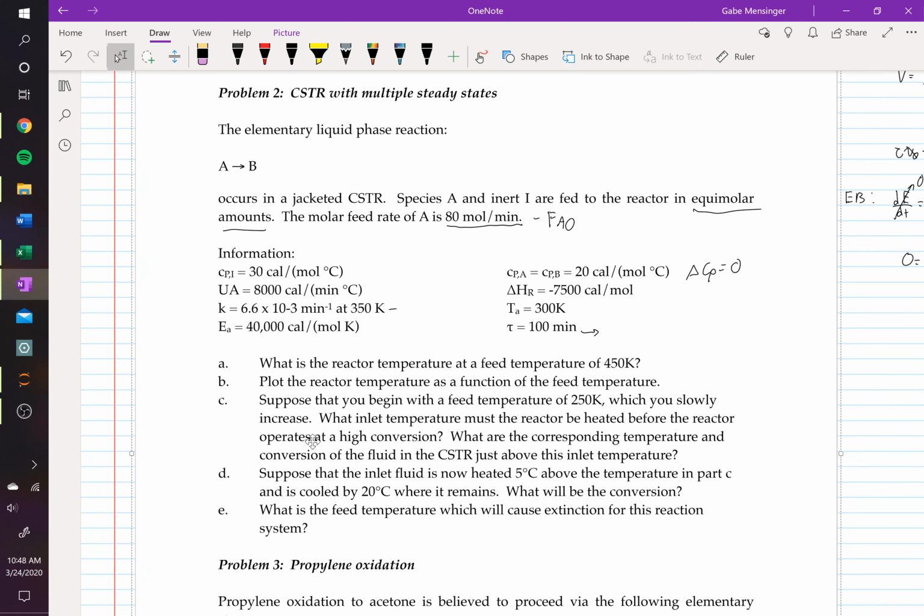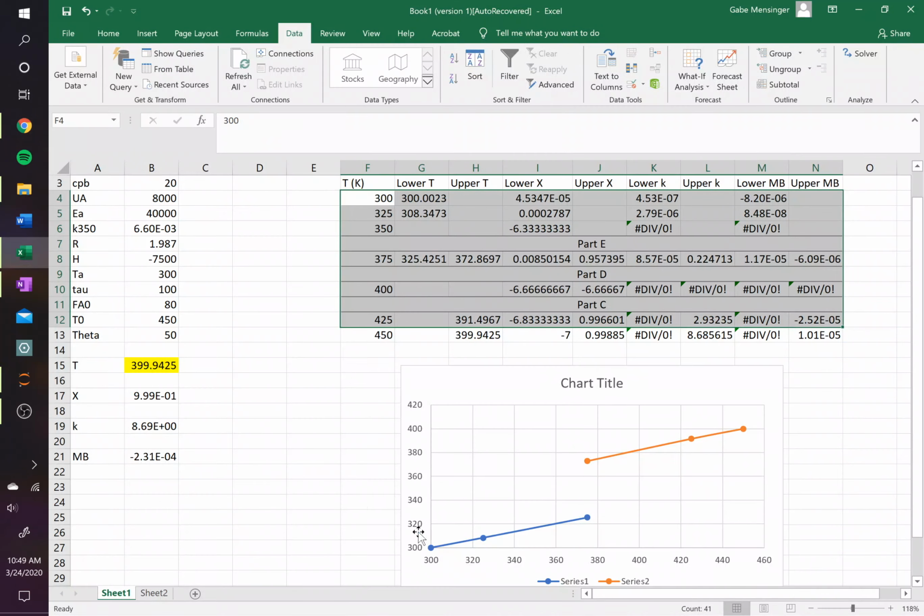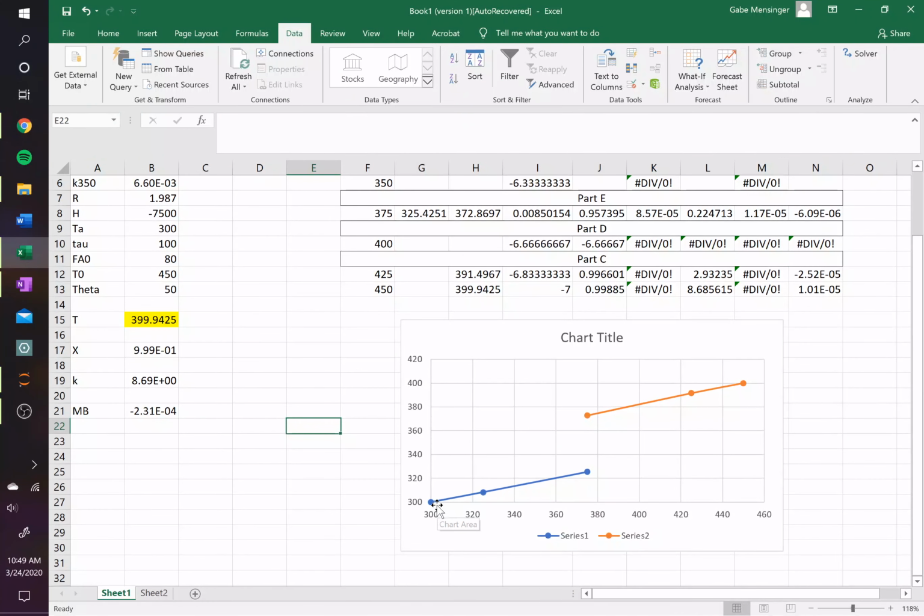All right, and for part C, so suppose you begin with a feed temperature of 250 Kelvin, which you slowly increase. What inlet temperature must the reactor be heated before the reactor operates at a high conversion? What are the corresponding temperature and conversion of the fluid in the CSTR just above this inlet temperature? So looking at our graph, it's asking that we start at 250, which I didn't plot that far, but we don't need to for this one. So you can see it's looking pretty linear.